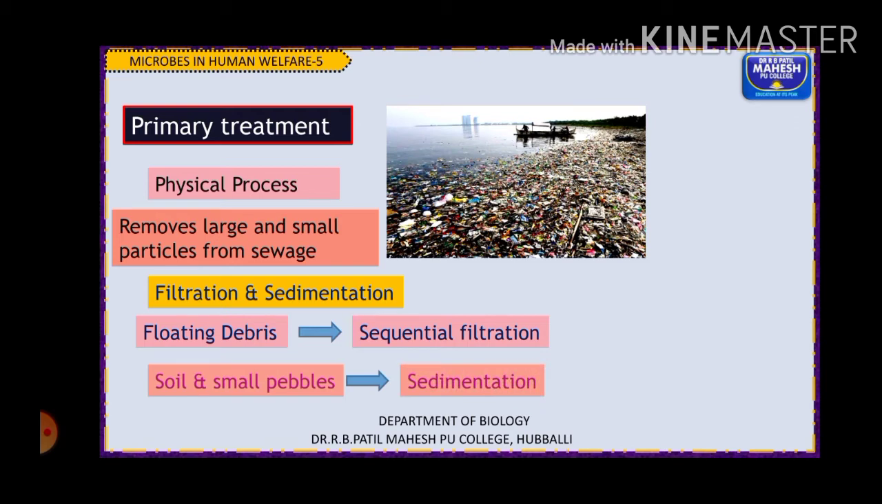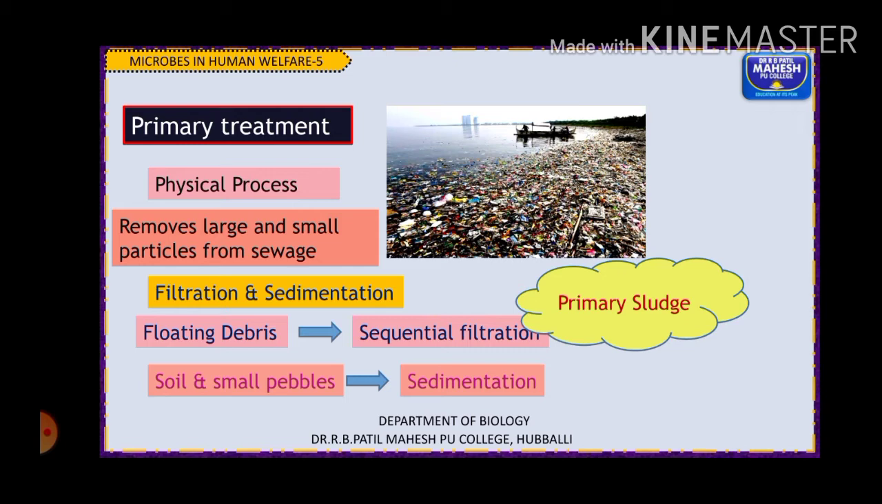Now whatever solid material we get settles down, right? After sedimentation, whatever settles down is called the primary sludge. And the water that you have got now is called the primary effluent, because the larger particles have been removed.